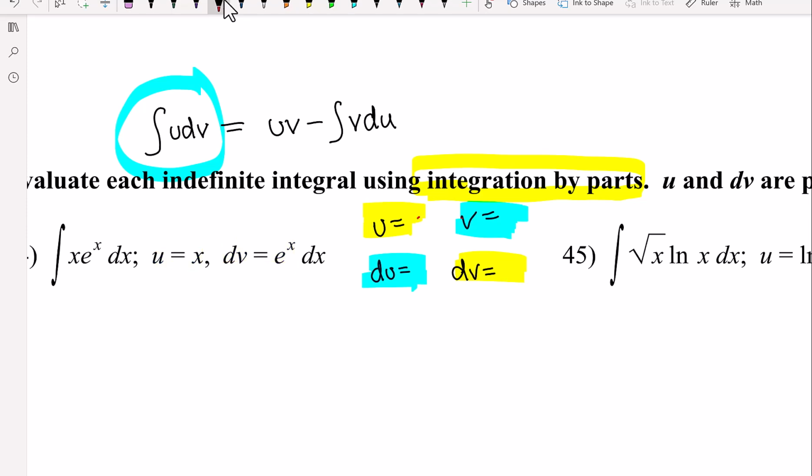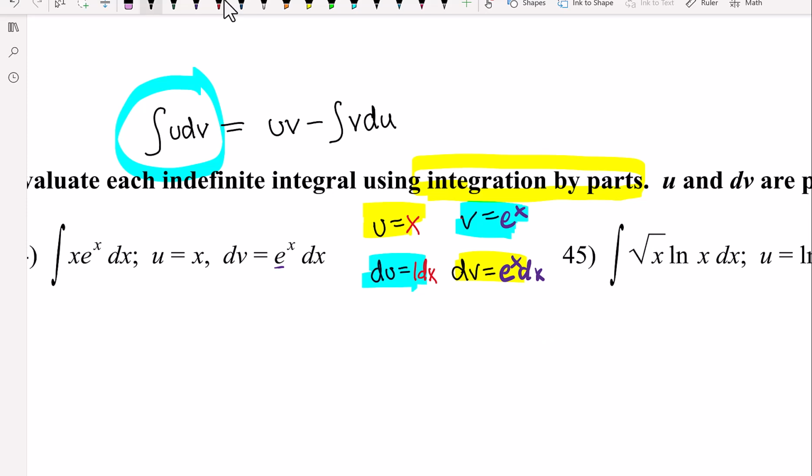So our u is x. Well, the derivative of x is just 1 dx, or 1 dx means just dx. Now, they also gave us the dv. The dv, meaning the derivative of v, is e^x dx. Well, whose integral is e to the x? Is e to the x. Because if you have y is equal to e to the x, the derivative is e to the x times the natural log of the base e, but those cancel.